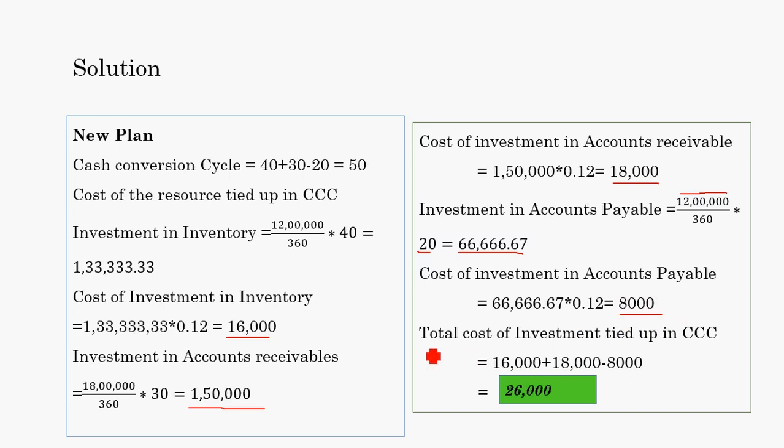Okay, now you are calculating the total cost of your investment tied up in your new cash conversion cycle. So it will be 16,000 plus 18,000 minus 8,000. So your new cost is 26,000. If you remember, the previous cost was 29,200. Now the cost is 26,000. So the cost is actually coming down because of the increase in your accounts payable. Okay, so you can go ahead with the new plan and implement it.